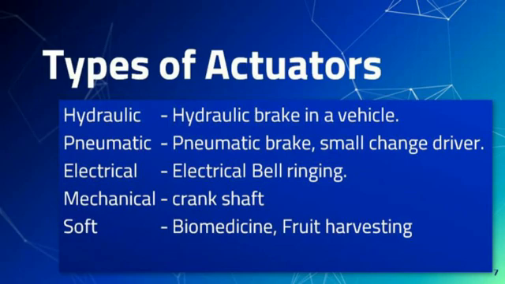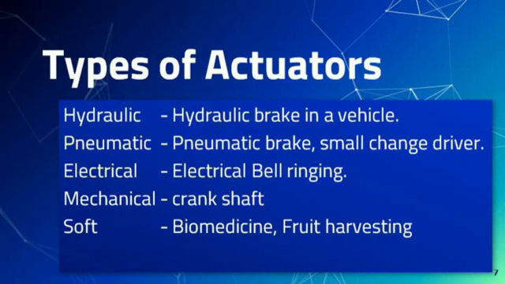Electrical actuator. An example for this is the electrical bell ringing. We use current, and through the current, this bell is ringing. That is an example of an electrical actuator. Here the electrical energy is converted into mechanical energy.